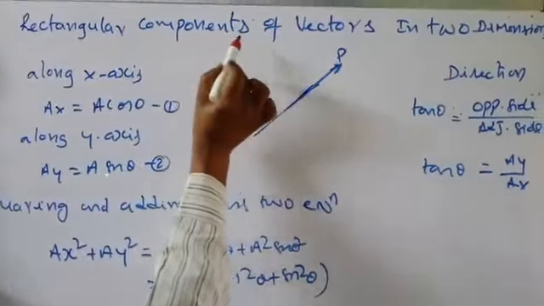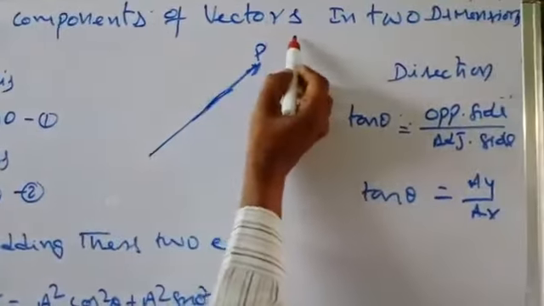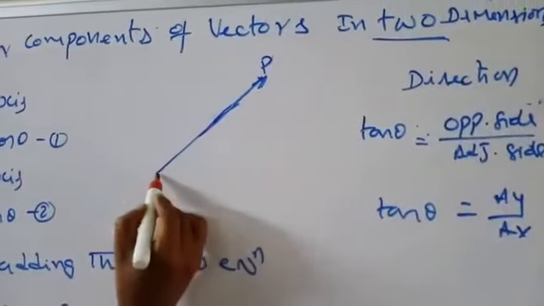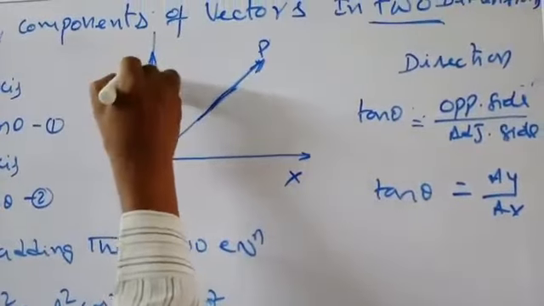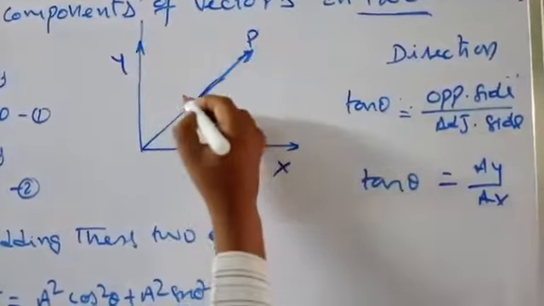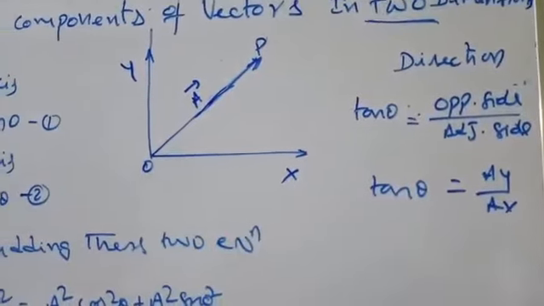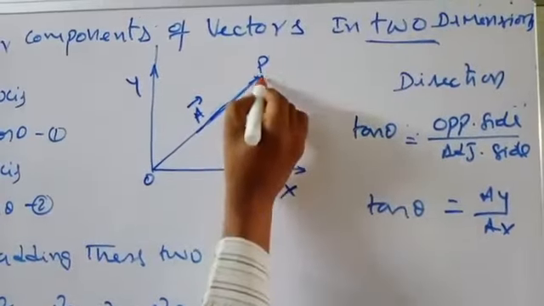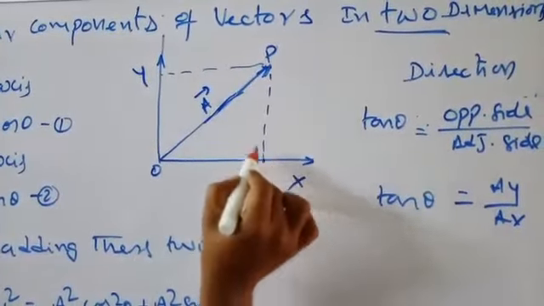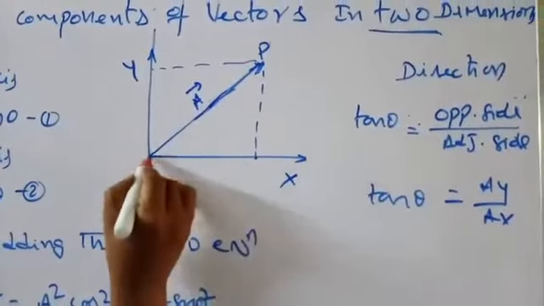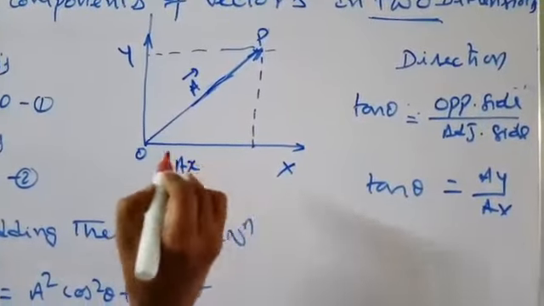Rectangular components of vectors in two dimensions. One is the x dimension. This is the y dimension. I am assuming OP is the vector A bar. This can be resolved into two components. One is in this direction, the second one is this. So these are rectangular components. This is the AX.